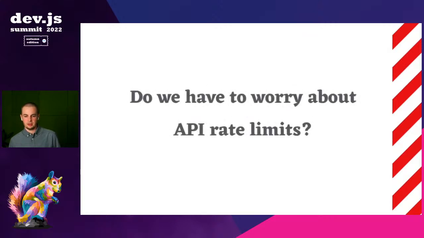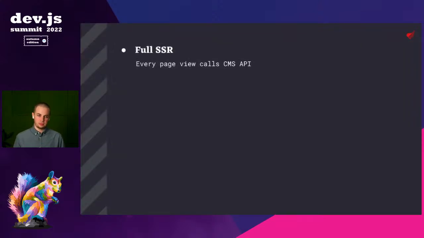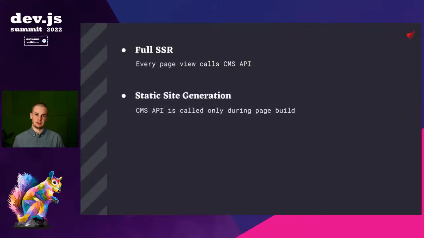But should we even worry about that? Well, technology here comes in handy and it can help us. So let's analyze how we can build our website. Let's get into technology more. We can do full server-side rendering, and in this case the CMS API will be called on every page view. So every time a user comes to the website, it calls the CMS API and takes some calls from the limit. But we can also make our website fully static using static site generation, for example using Gatsby.